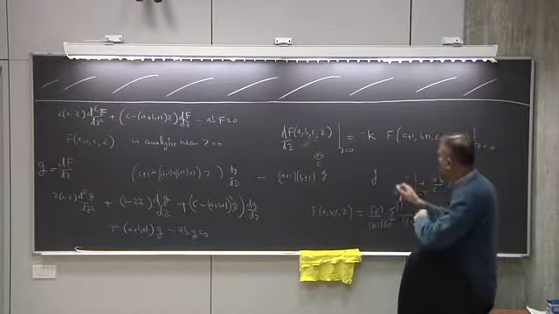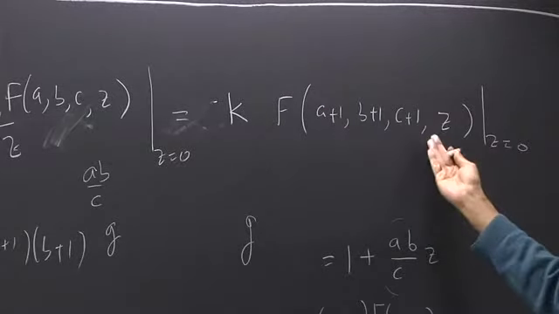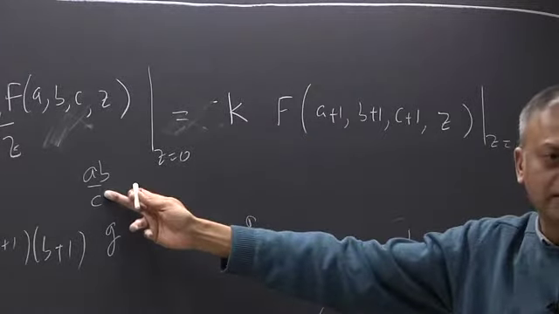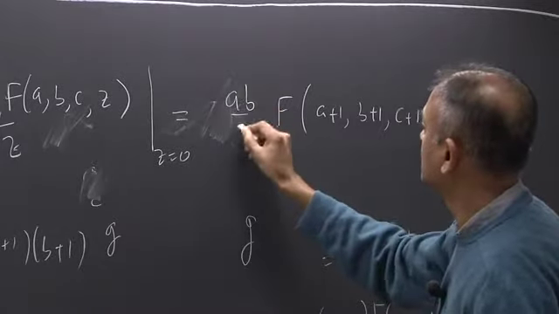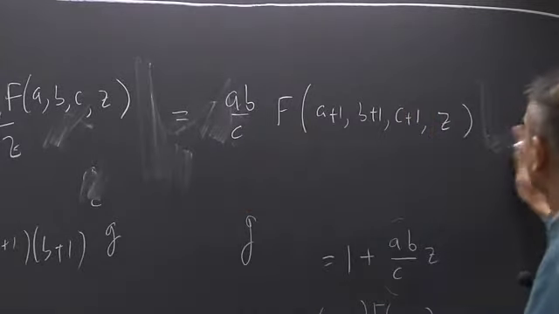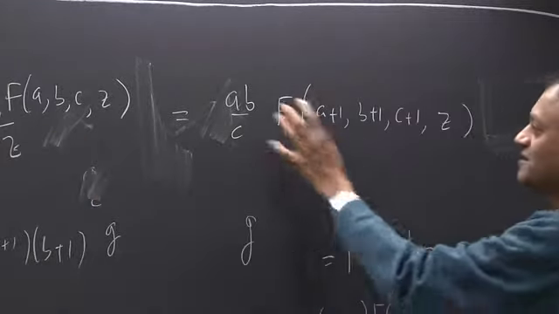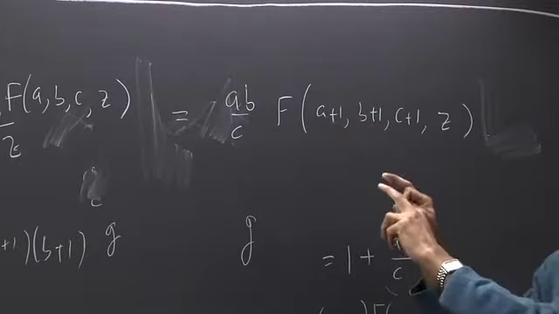So just evaluate both sides at z equal to 0. On the other hand, this hypergeometric function is always normalized to 1 at z equal to 0. So that tells me that k must be equal to ab divided by c. And this is then the equation: the derivative of f is again some constant times f with a, b, c shifted by 1.